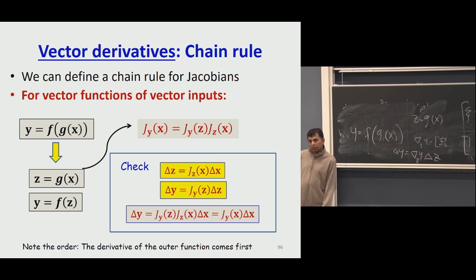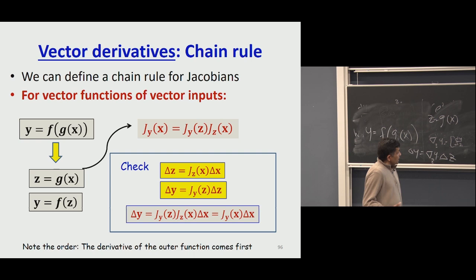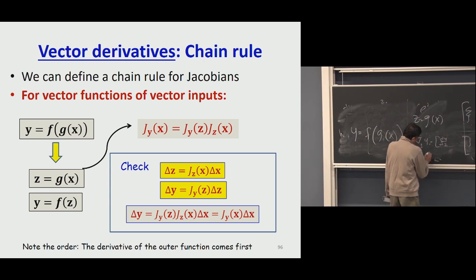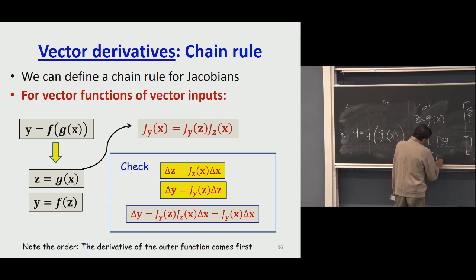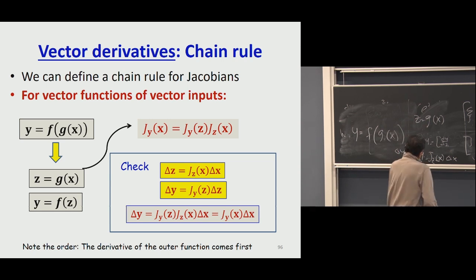And what is delta z? Now z is a vector, x is a vector. So what would delta z be? Just exactly what we wrote earlier, right? That's going to be the Jacobian of z with respect to x times delta x, right? And observe that the dimensions match.